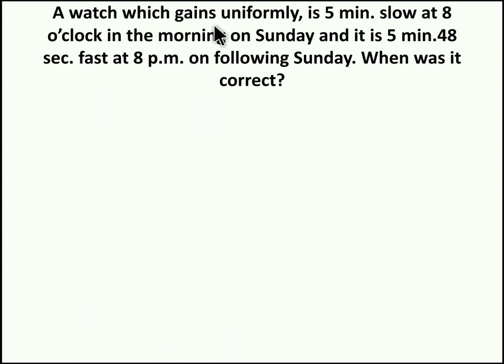A watch which gains uniformly is 5 minutes slow at 8 o'clock in the morning of Sunday, and it is 5 minutes 48 seconds fast at 8 p.m. on the following Sunday. When was it correct?